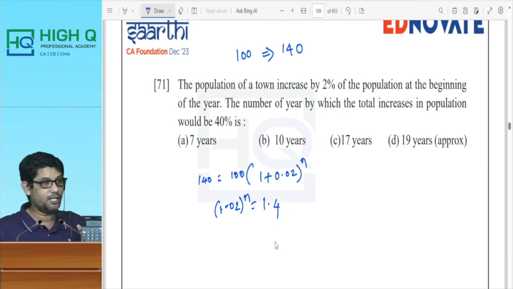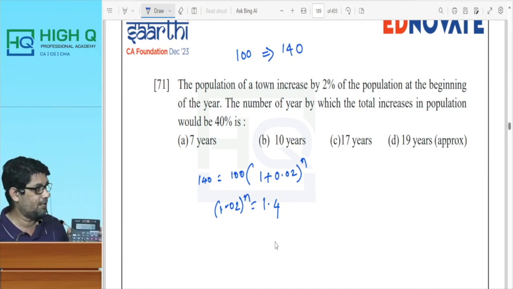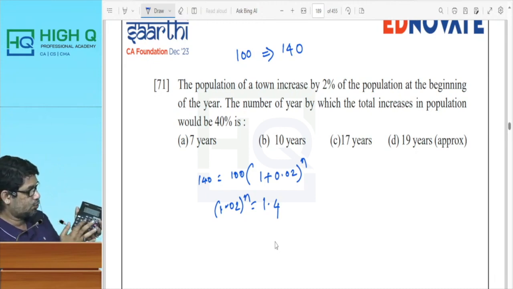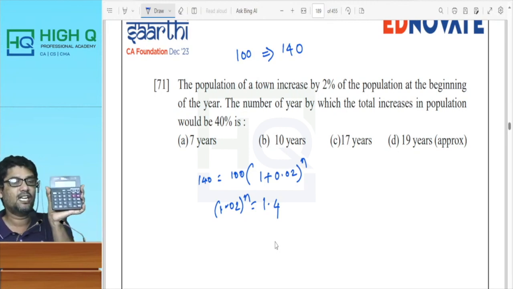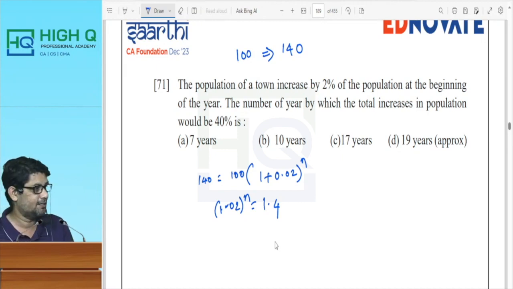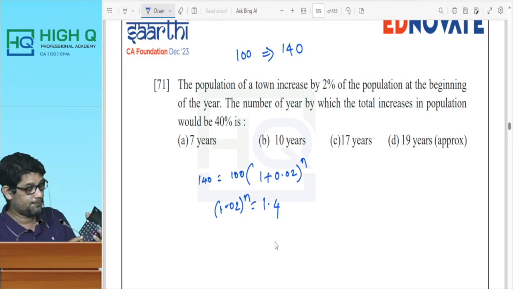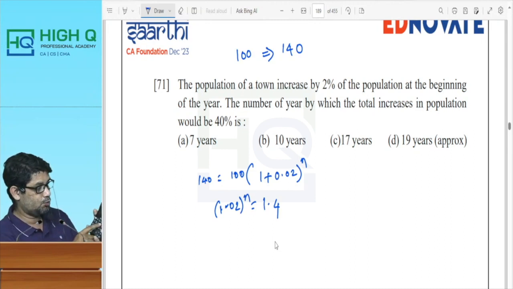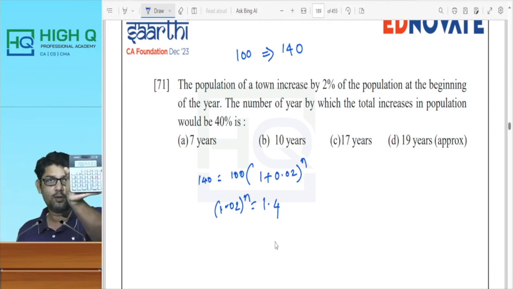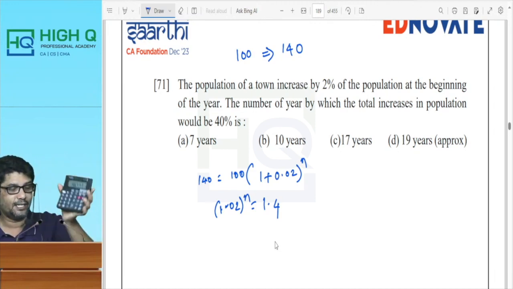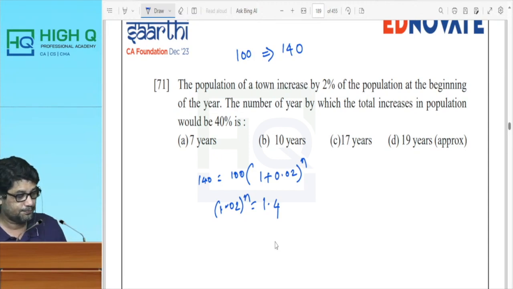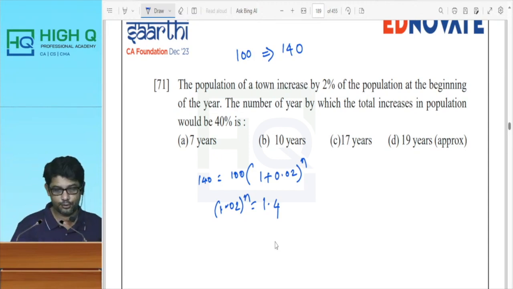So what is the next option? 10. So another 3 times I'm going to add. Plus 2%, plus 2%, plus 2%. Still not getting. 140 is not coming. So the third option is 17. So another 7 times I have to add. Plus 2%, plus 2%, plus 2%, plus 2%, plus 2%, plus 2%, plus 2%. Wow, I got 140. After adding 17 times, I got 140. That's it. This is one way of approach.